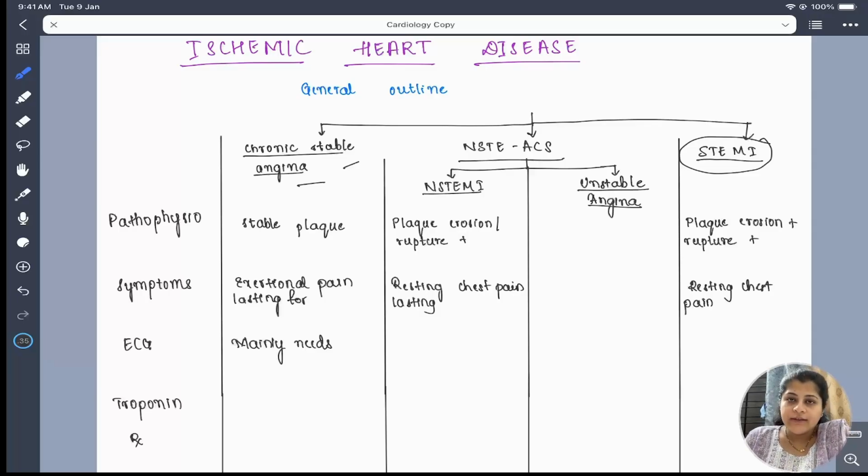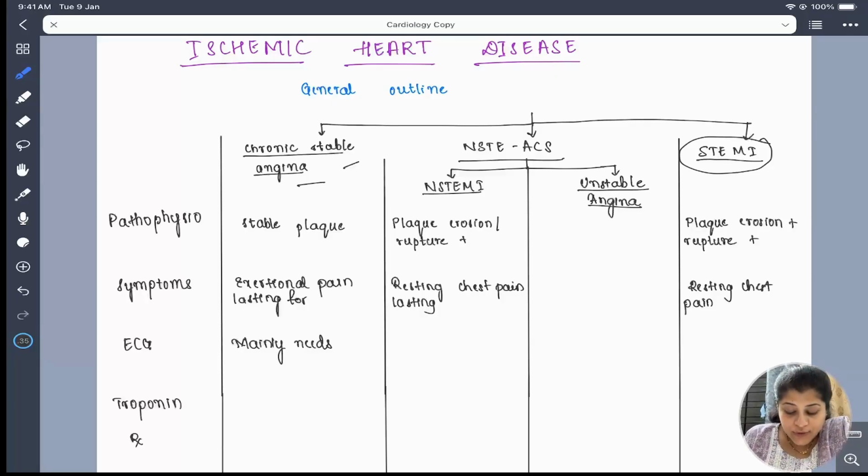When I was in final year, I thought everything was the same. In fact, I actually thought angina, chronic stable angina, is not a disease but a symptom. But everything is different: chronic stable angina is different, NSTEMI is different. They differ in terms of pathophysiology, they differ in terms of treatment, and they also differ in terms of the emergencies. Okay, so let's get started in understanding each of these.